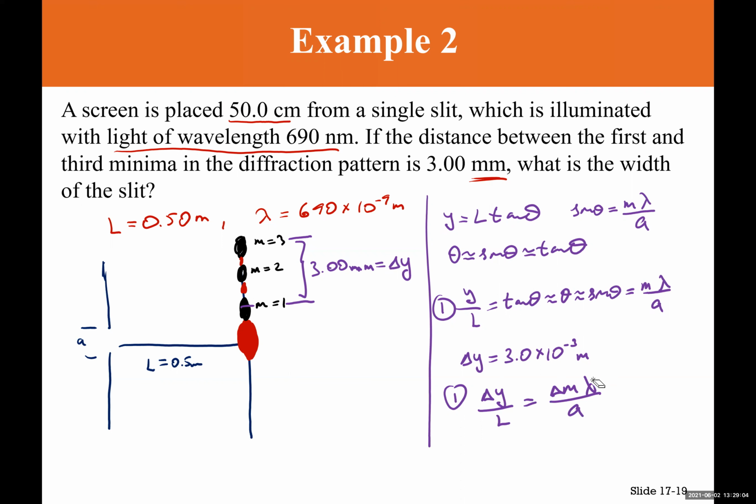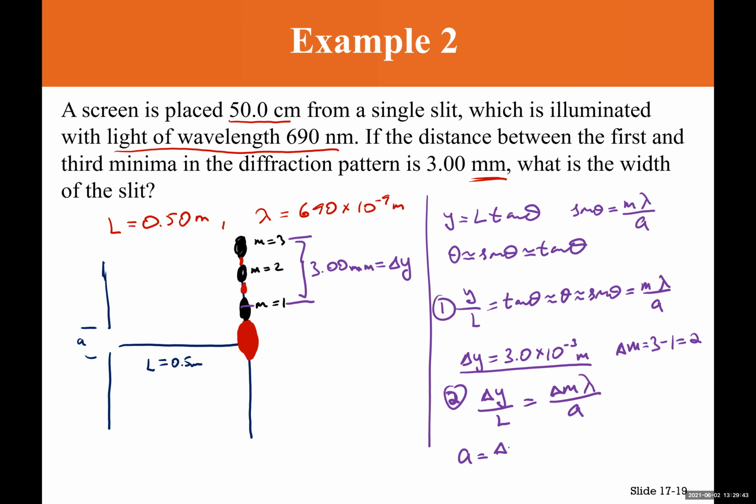Because what I have here is two different orders, right? I have delta m and delta y, two things that represent those different fringes. So I can see that my delta m is the difference between the third and the first, so 3 minus 1 equals 2. Okay. And delta y here is given as 3 millimeters. So taking equation 1, let's call this equation 2, because now I'm doing it in terms of change. Then I can just rearrange and solve for a.